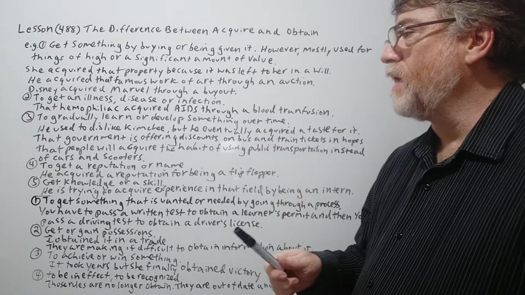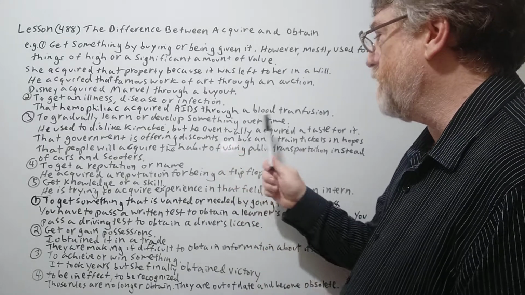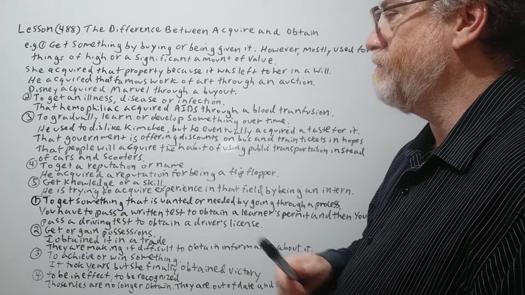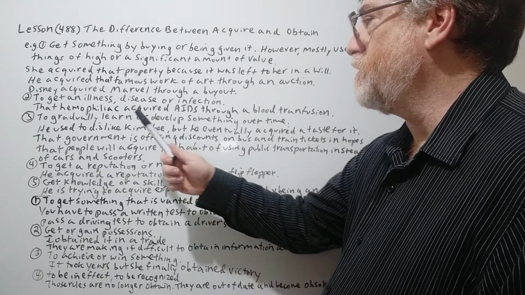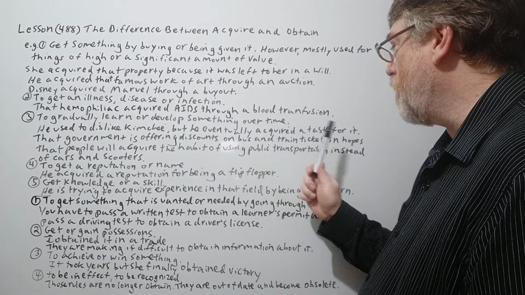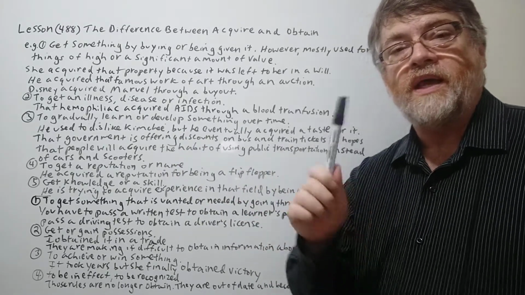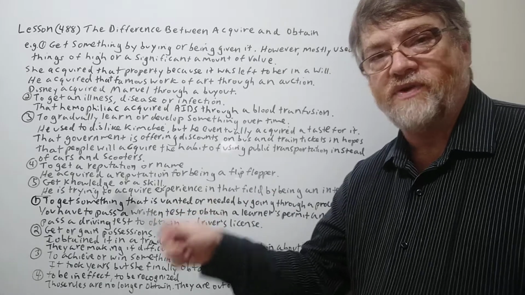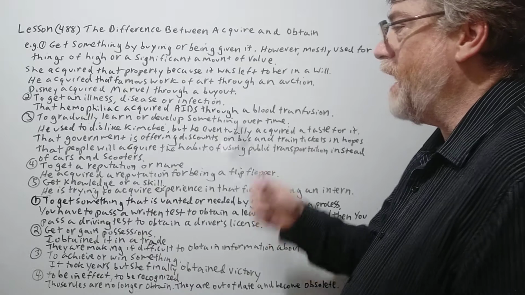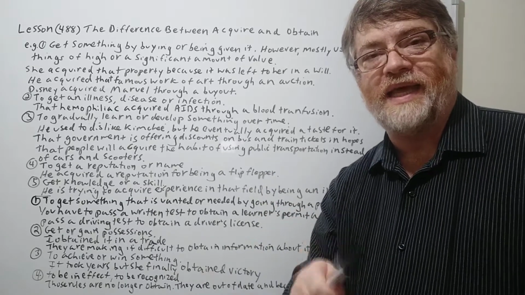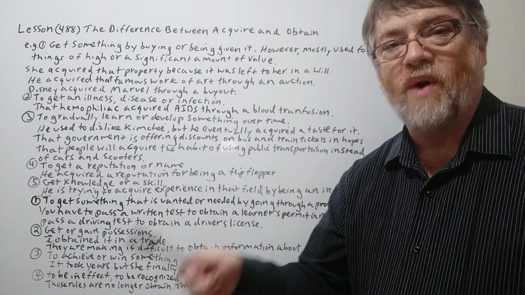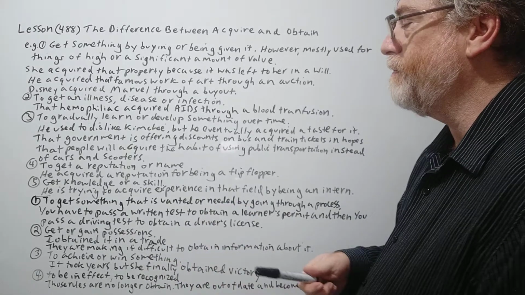Number 3, to gradually learn or develop something over time. Okay, good. Sure. He used to dislike kimchi, but he eventually acquired a taste for it. All right, that's another one. We often say you acquire a taste for something. So if you acquire a taste, then it's definitely acquire. And it took you a while. You probably didn't like kimchi the first time you tried it, but over time, you got to like it. So you acquired a taste for it. Okay, good.